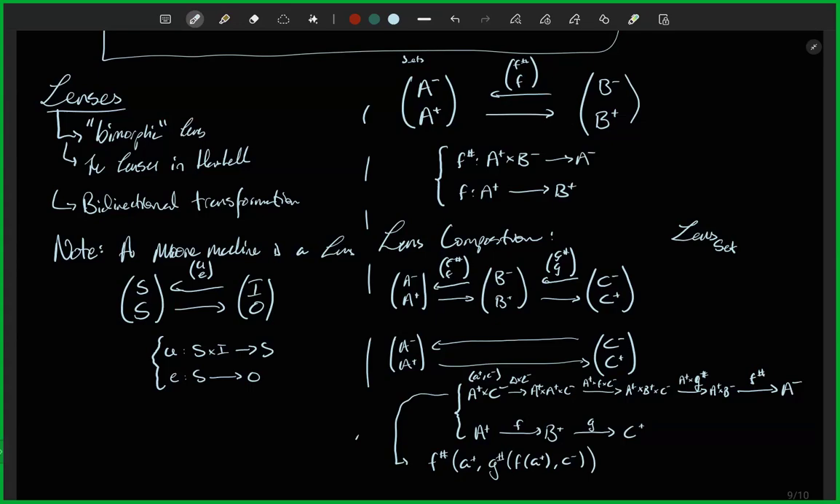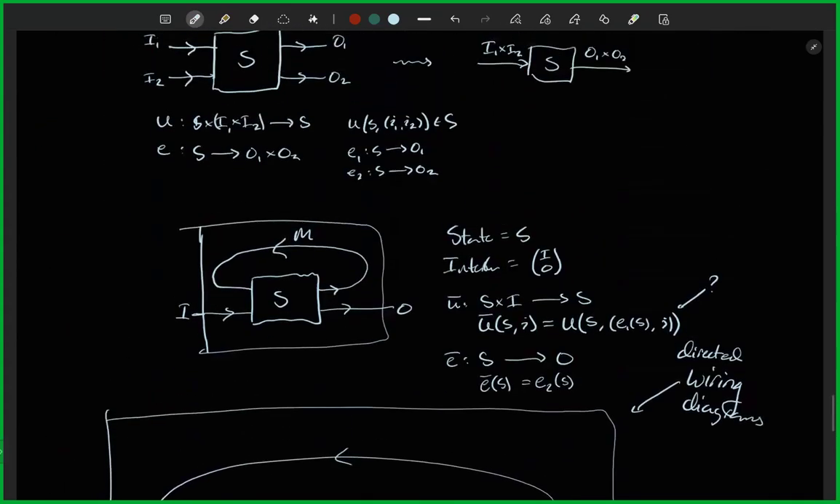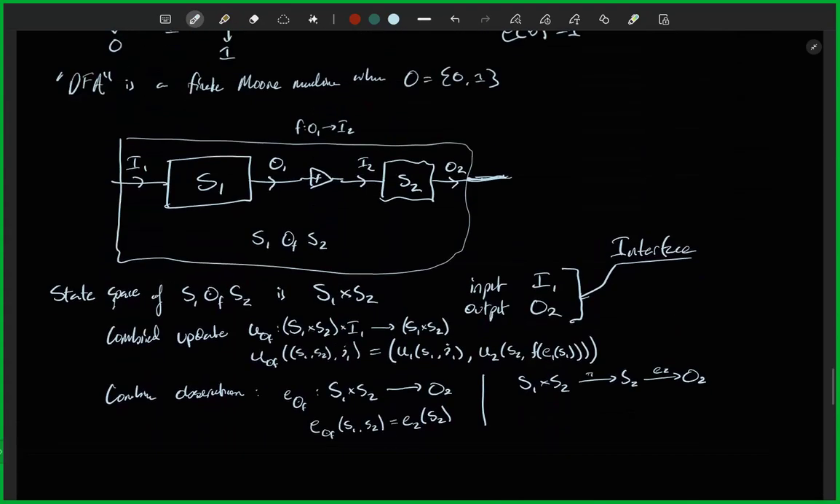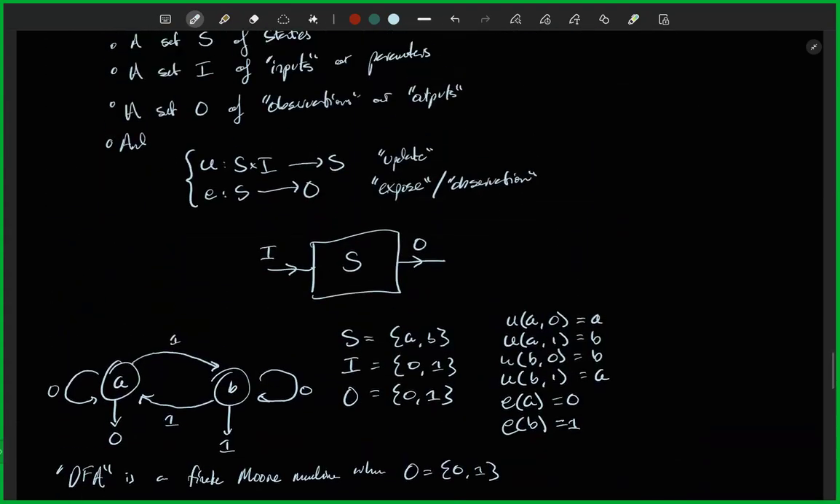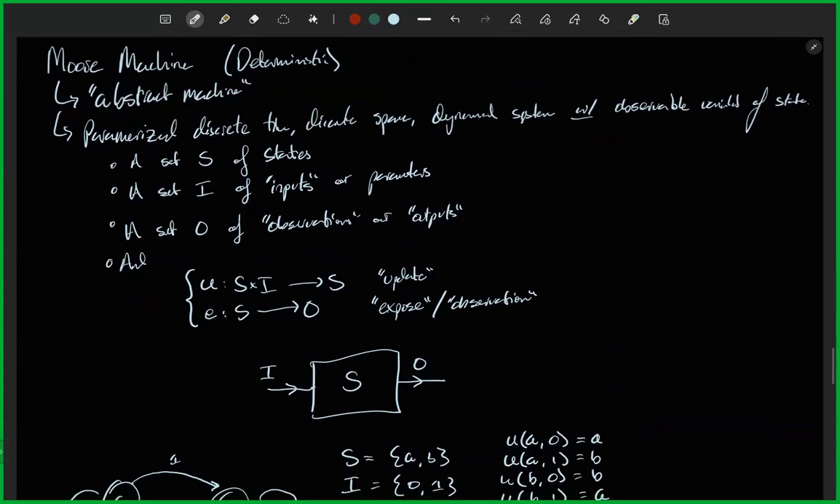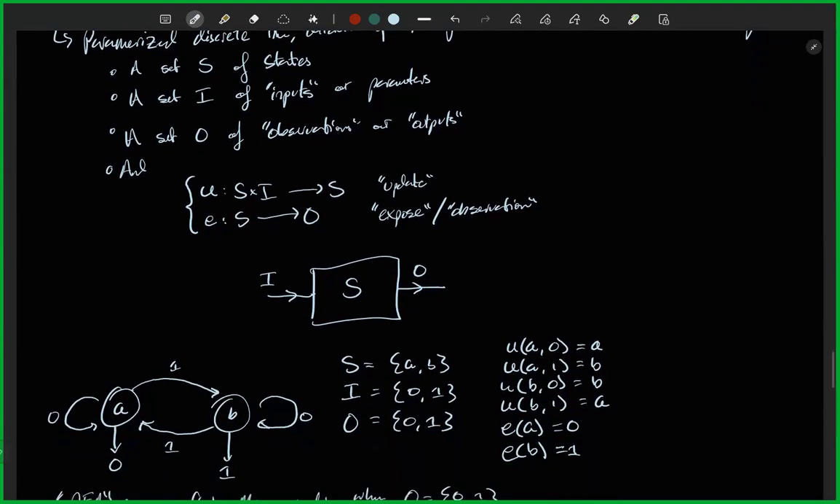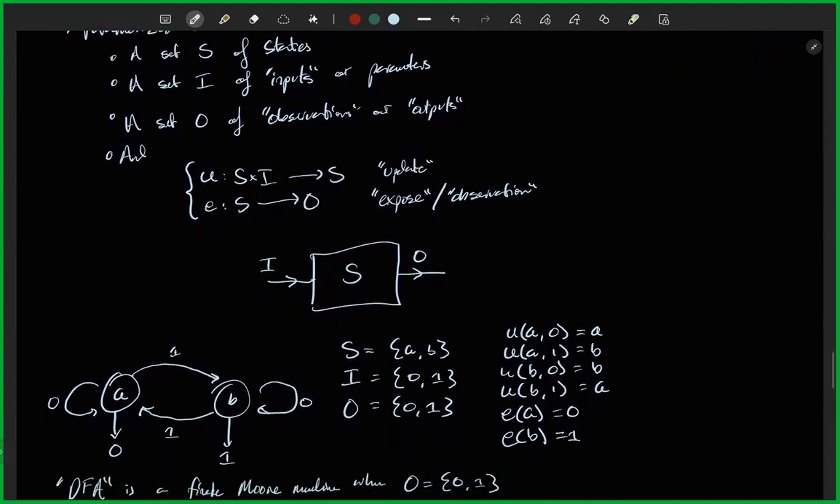Just to recall, maybe I'll go up a few slides. What we were looking at is composing Moore machines. Moore machines were these kinds of abstract machines with a set of states, a set of inputs or parameters, a set of observations or outputs, and two functions. One gives the view, which exposes some variables of state or gives us some observations of state, and the other is the update, which takes our parameter, our input, and gives us a new state.